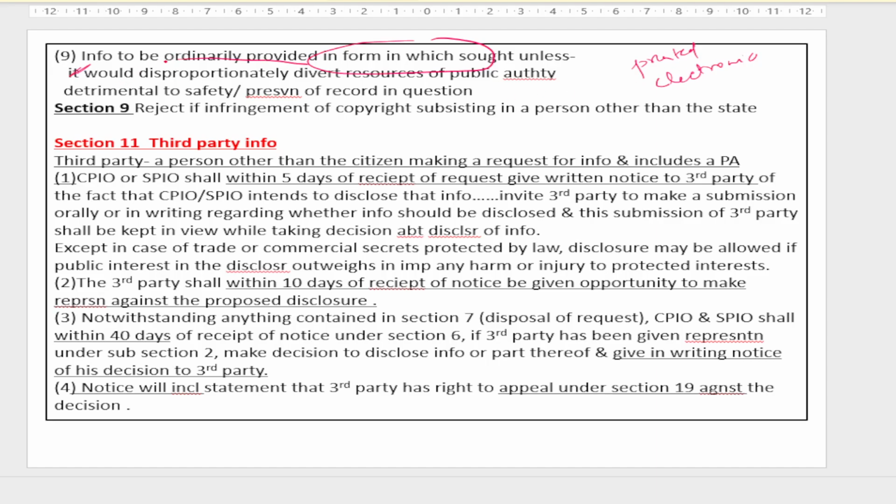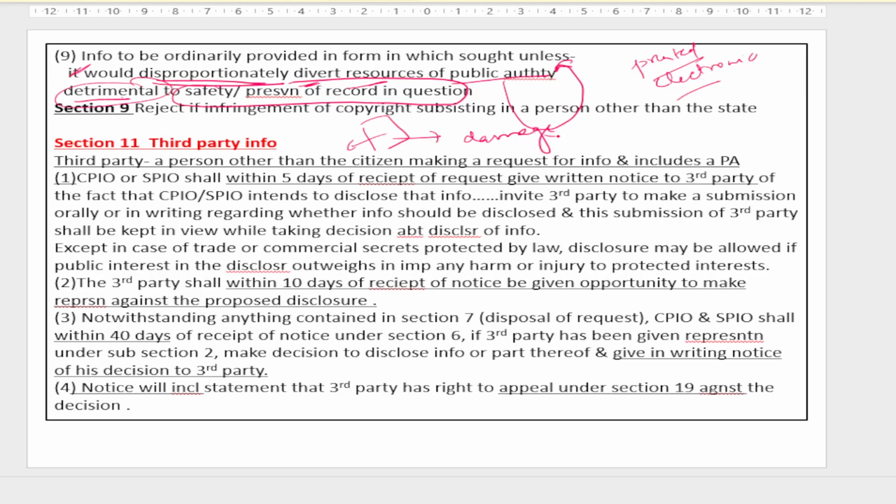Information is to be ordinarily provided in the form in which it is sought, unless it would disproportionately divert the resources of the public authority. In case providing the information leads to disproportionately diverting the resources of the public authority, then it can be given in a form other than the form sought by the applicant. Also, if disclosure of information in the form sought is detrimental to the safety or preservation of the record in question. Suppose the applicant has asked for a record in printed form, and if the record is given in printed form, it can lead to damage to the record itself.